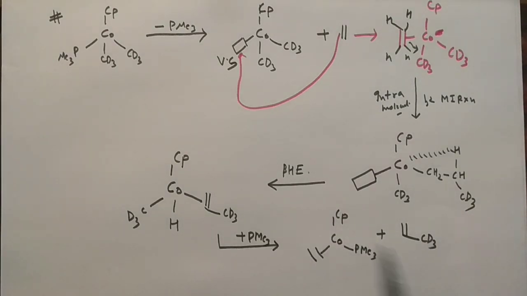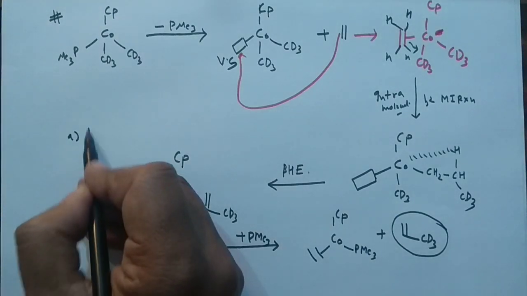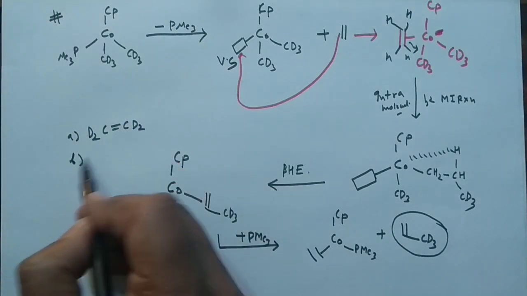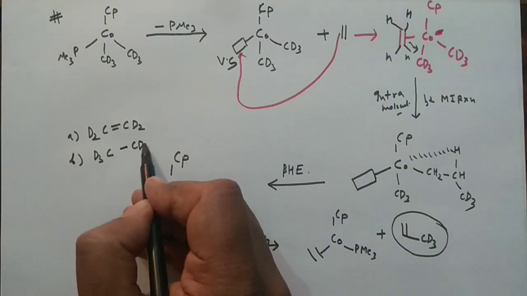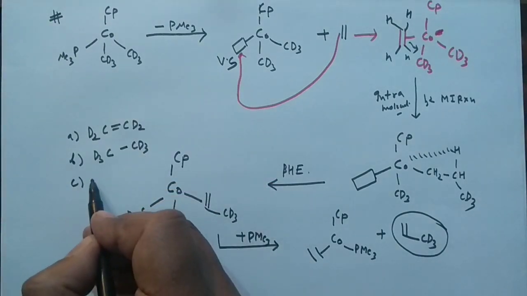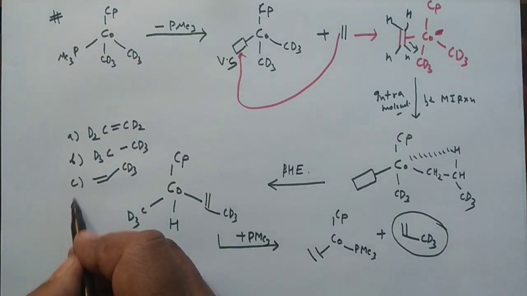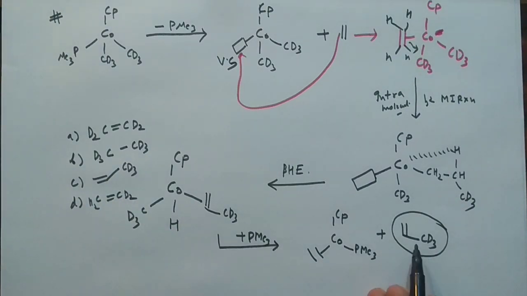So there is no need to go further, you have to look at this one, right? And they have given different options for A, and what options have they given? They have given D2C double bond CD2, and they have given the option D3C single bond CD3, and for C they have given the CD3, and for D they have given CH2 CD2. So what you are looking at, option C is the correct answer.